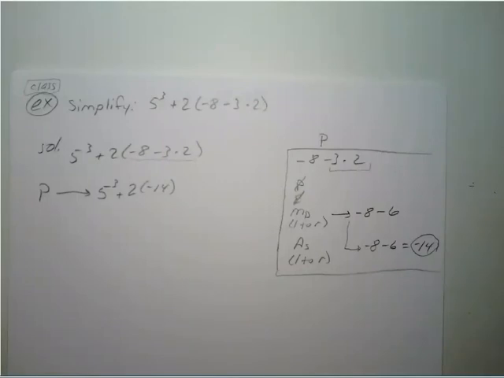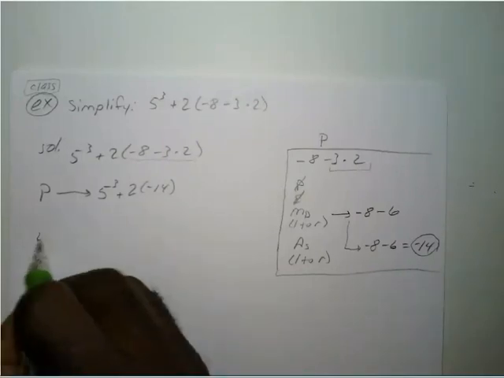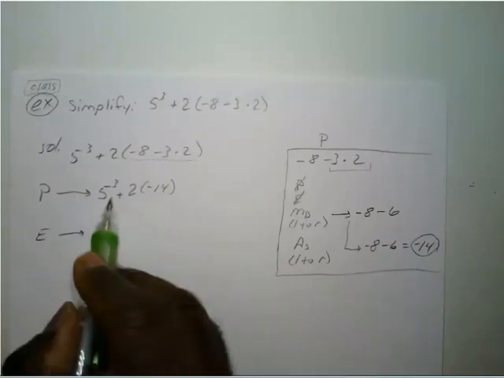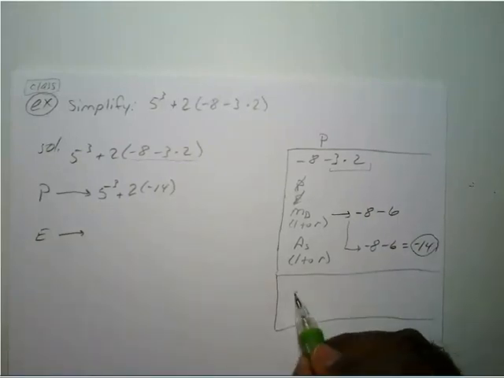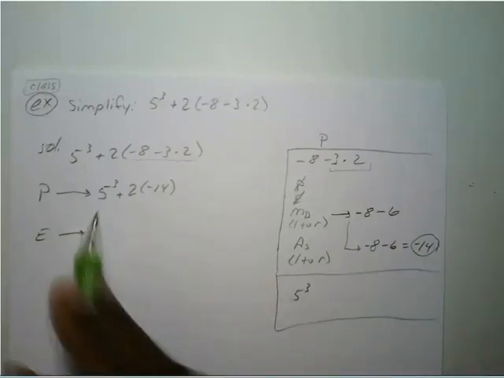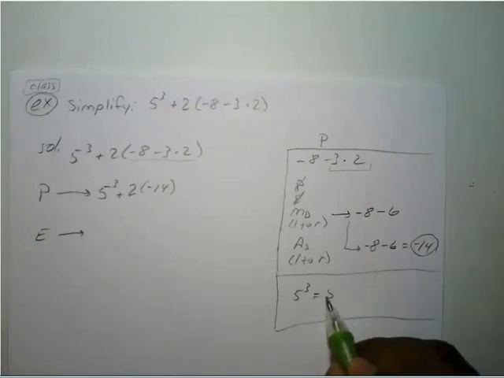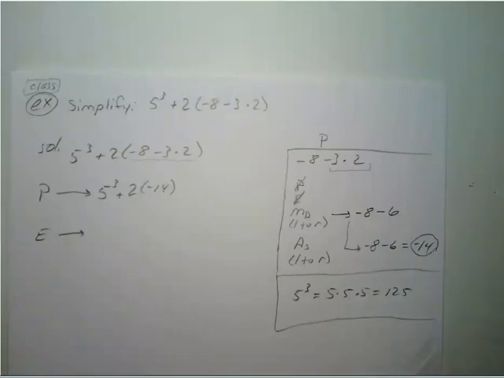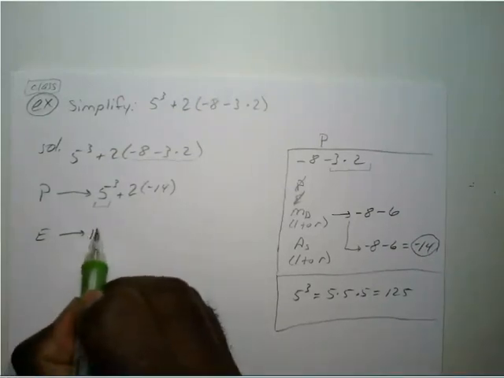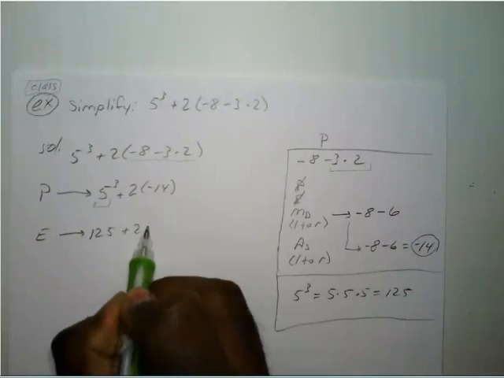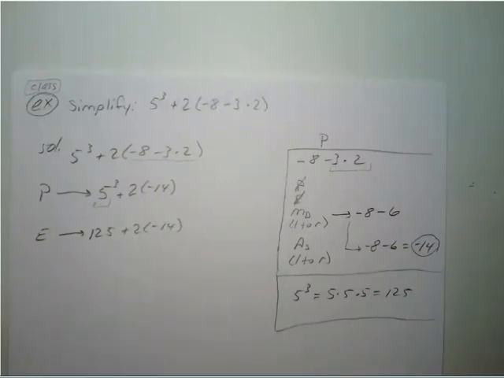All right, so now we go to our exponent. We only have one exponent here, and that's 5 to the third power. So 5 to the third power is 5 times 5 times 5, which is 125. So this becomes 125 plus 2 times negative 14.